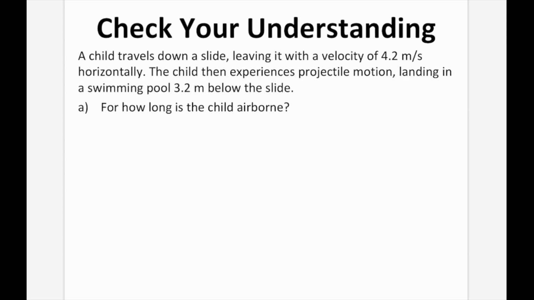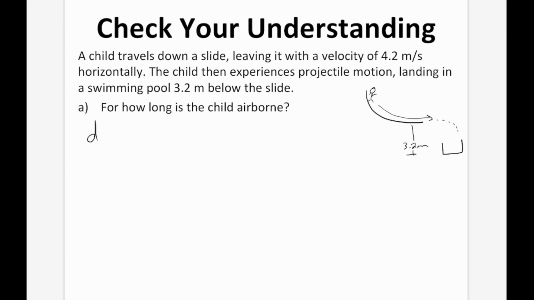A child travels down a slide, leaving it with a velocity of 4.2 meters per second horizontally. So let's draw out that slide. It looks something like that. So here's our child. He's traveling down the slide, and when he gets to the bottom, he's going to be shooting off that direction, and then something like that in our parabolic motion. The child then experiences projectile motion, landing in a swimming pool 3.2 meters below. So this is going to be 3.2 meters below. For how long is the child airborne?